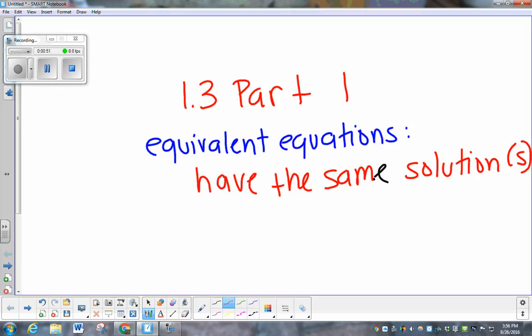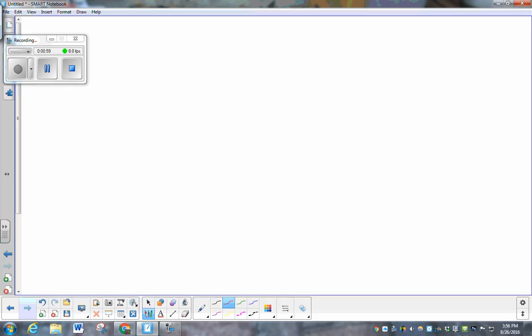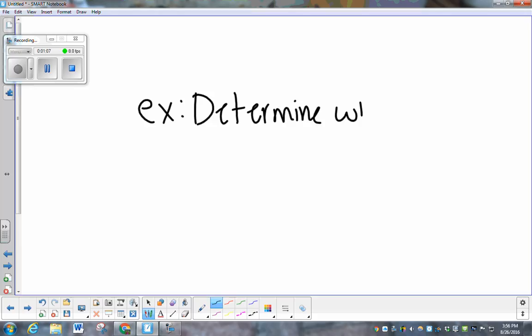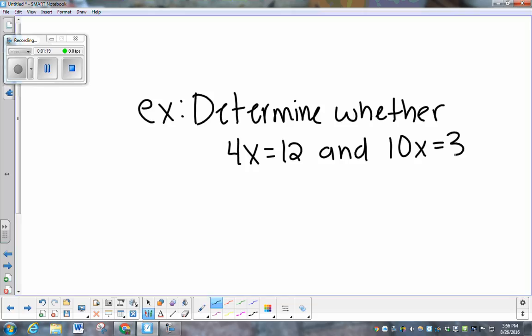So what I'll ask you to do is to determine whether two equations are equivalent equations. So let's do a really quick example of that. An example will say something like this. Determine whether, and then it'll give you two or more equations, 4x equals 12 and 10x equals 30 are equivalent equations. So we're going to decide if these have the same solution or solutions.